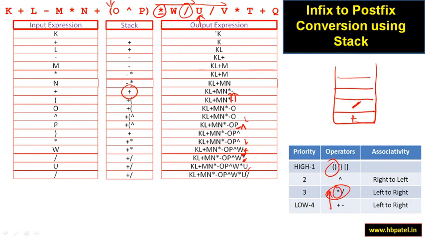Now I have V. V is an operand, so I'm going to put it in the output. Now I have star. Can I add star over here? No. Why?